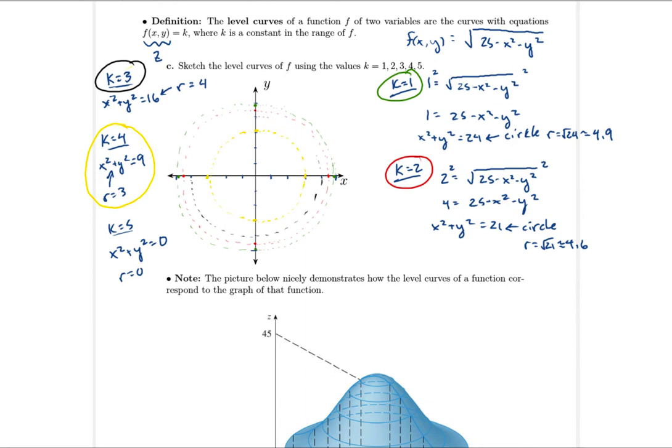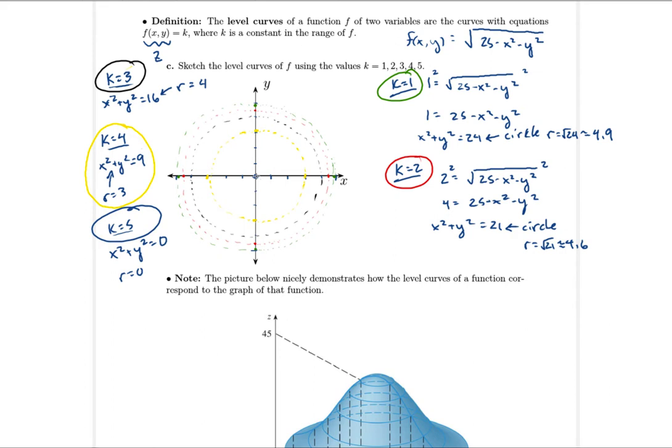We're just about there and ready to actually work with these. All right, and then lastly, I'm out of colors. Well, I guess I can do blue for k equals 5. That one's got a radius of 0, so that means it's just kind of a dot in the middle, right? So right there are 5 different level curves for this function.